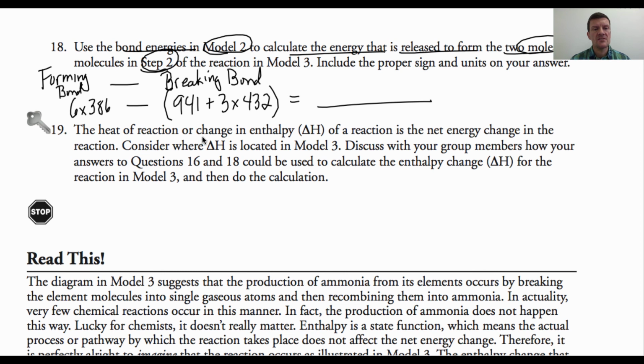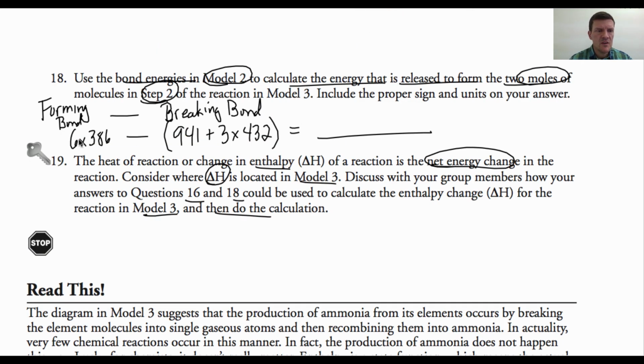The heat of a reaction, or change in enthalpy of a reaction, is the net energy change in the reaction. Consider where delta H is located on Model 3. Discuss with your group how your answers to questions 16 and 18 could be used to calculate the enthalpy change for the reaction in Model 3, and then do the calculation. Alright, so we did this right actually up here, okay?